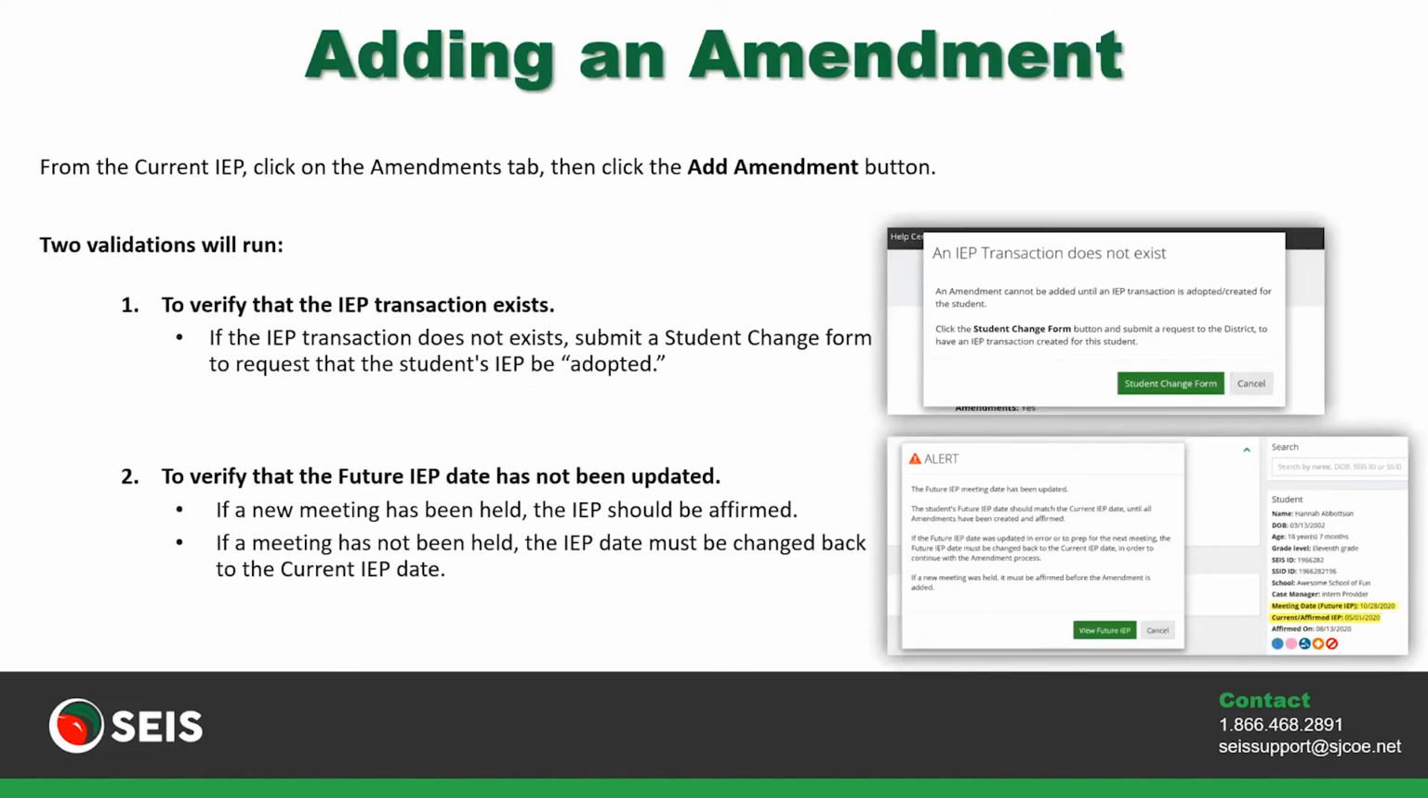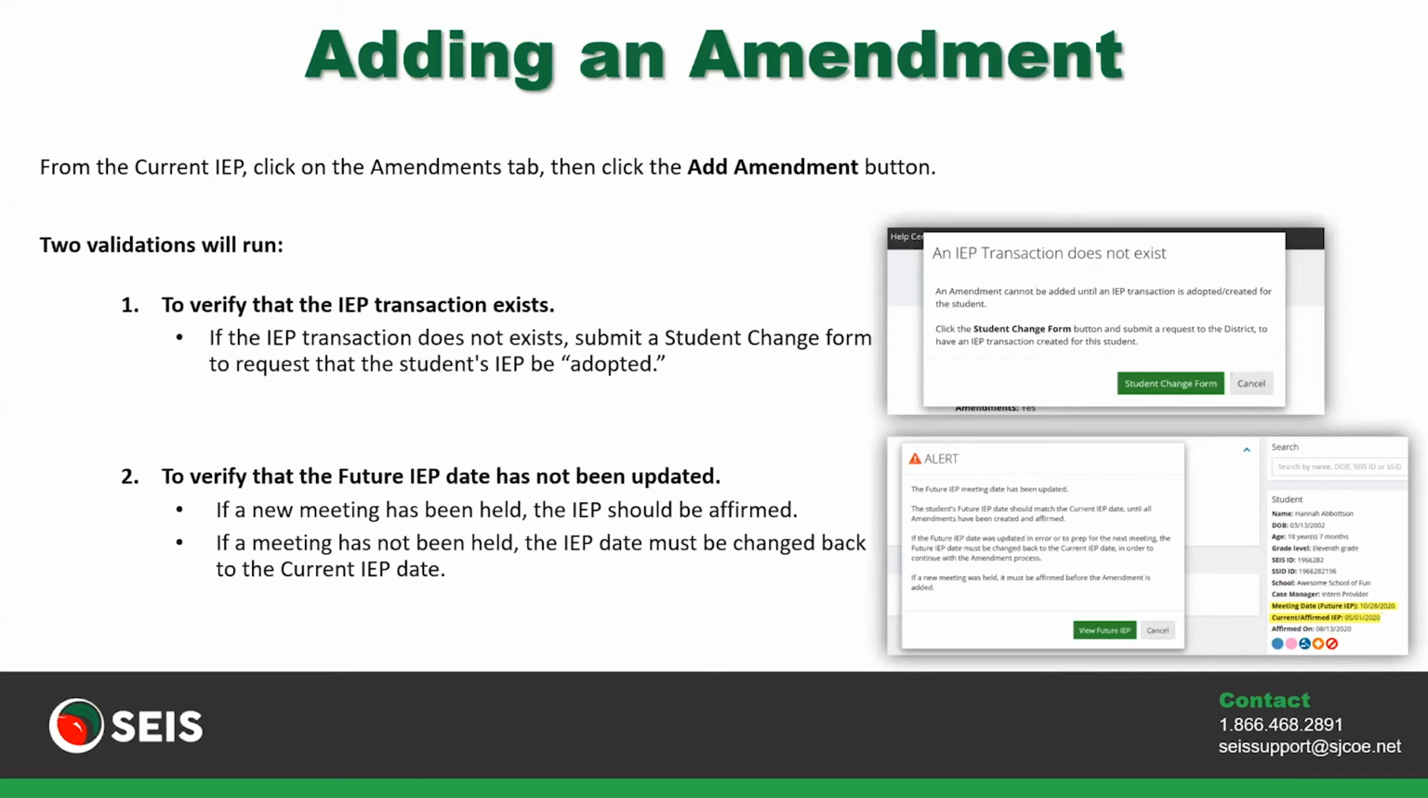So adding an IEP, I did a screenshot of these because these are the newer validations that we had added. From the current IEP, when you click on the amendment tab and you click the add amendment button, we're going to do two different validations. We are going to verify that a transaction exists because we now know that if an amendment is going to be created, that IEP to that amendment has to already be created in the district. That transaction has to be adopted. That way you can do an amendment, because you can't just submit the amendment to CalPADS without having that source or that original IEP transaction.